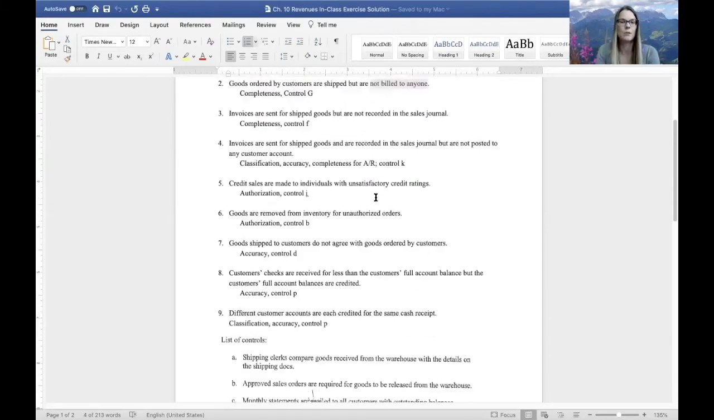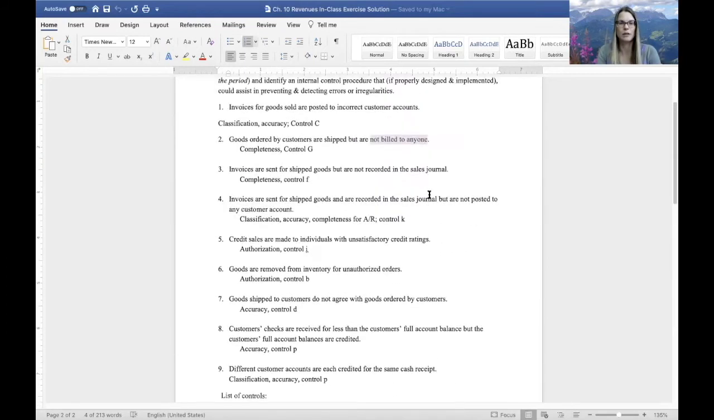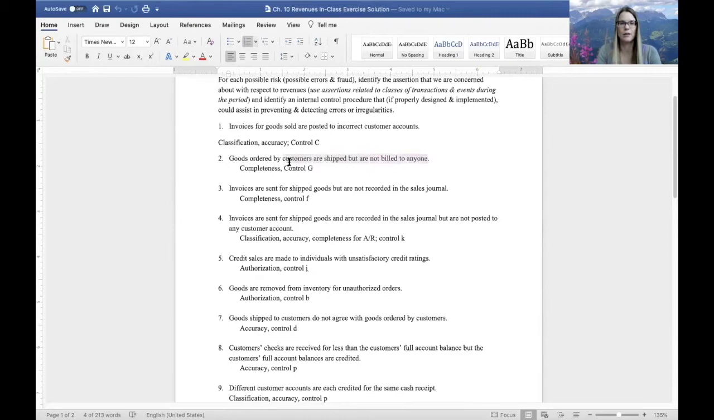Okay, so when I look down at Control G, it's saying shipping documents, stuff that's shipped, is compared to sales invoices, stuff that's billed, upon shipment. Okay, so Control G does exactly what I wanted. It compares the two things that are not equal here. The risk says these two things are not equal, so I want a control that is going to compare the two things that aren't equal.